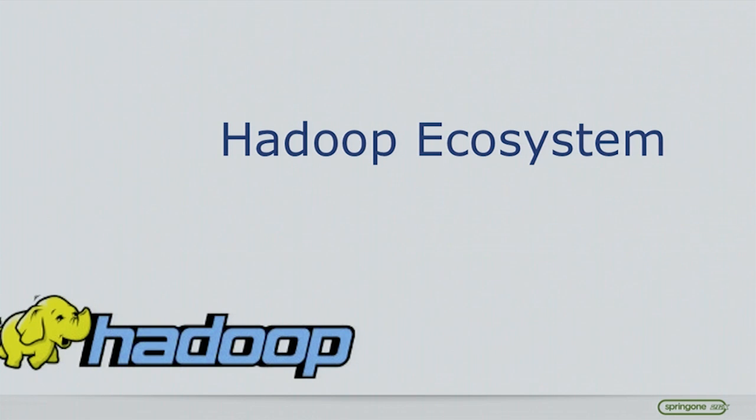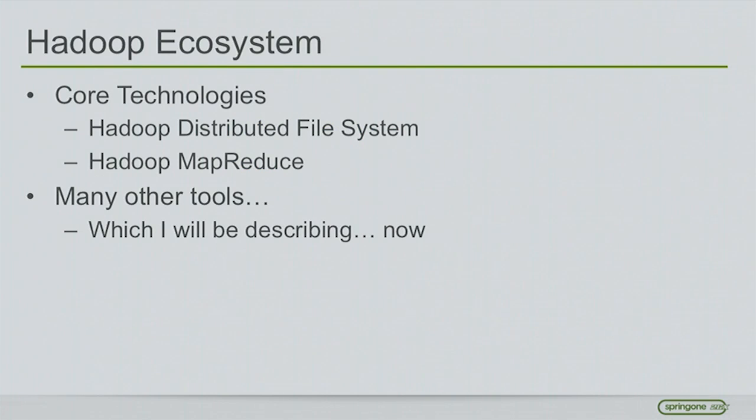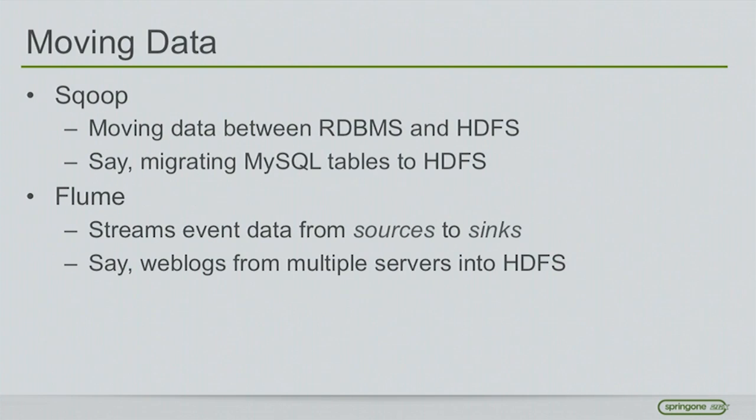Before I go into what MapReduce looks like from a developer standpoint, I wanted to go over the actual ecosystem. There are two core technologies that came out of this. When people talk about Hadoop core, they're talking about the distributed file system and MapReduce. And there are many, many other tools that have been cropping up over the years to counteract different pieces or limitations of HDFS and MapReduce, which I'll be going into now.